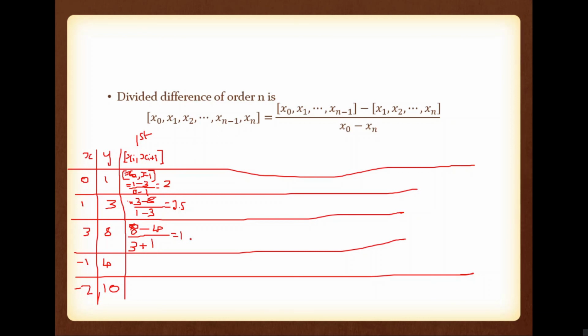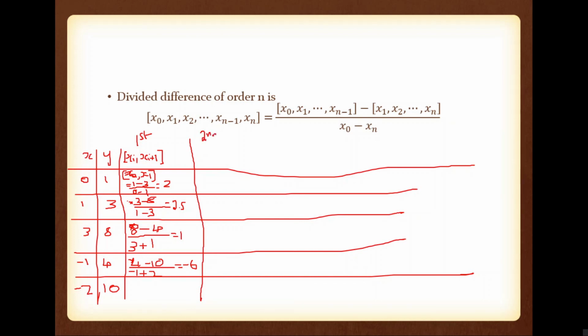Okay. Now we are going to find the last first order divided difference. We are finding this element. So 4, that is the current value, minus 10, that is the next element, numerator point of view. Now denominator point of view, current x, that is minus 1, minus the next element, minus 2, so minus plus 2. So 4 minus 10 is minus 6, divided by 1. So this is minus 6. Okay, very good. So now we are going to find the second order divided difference.